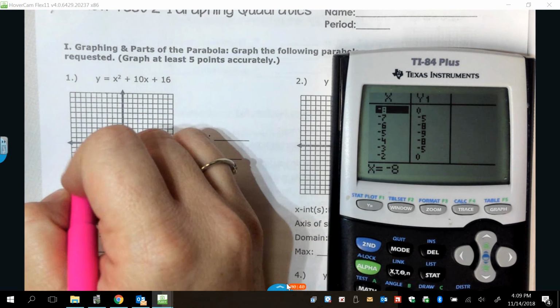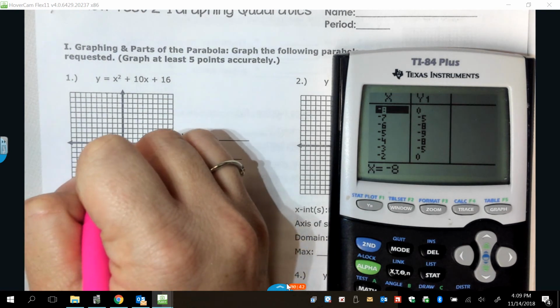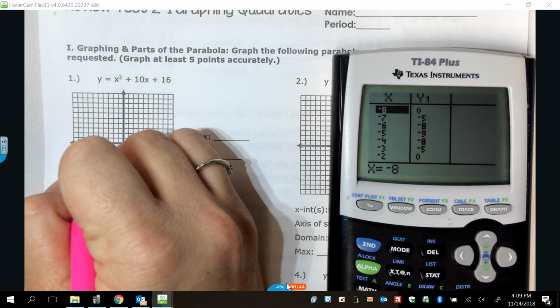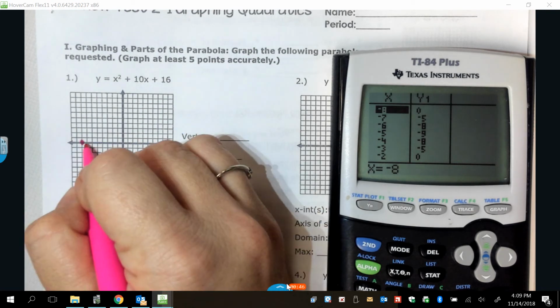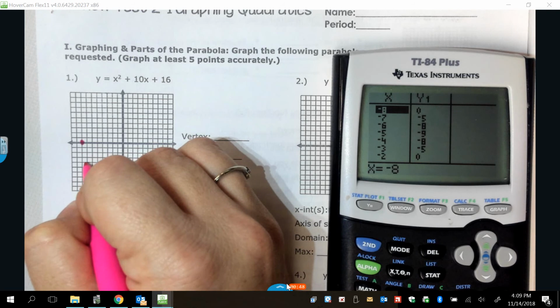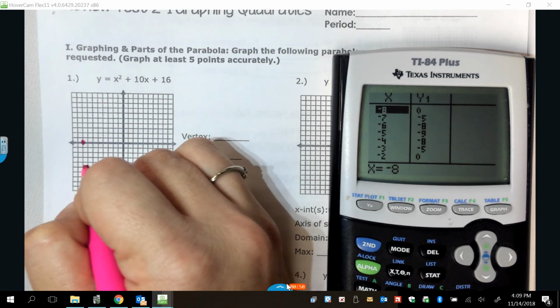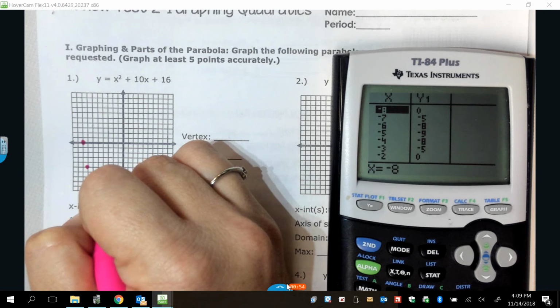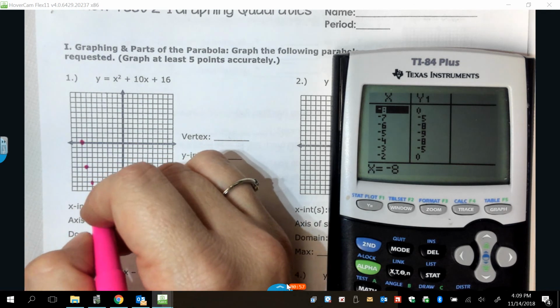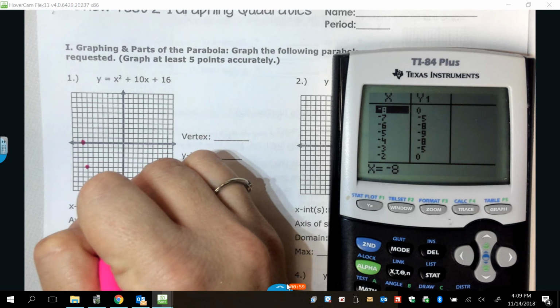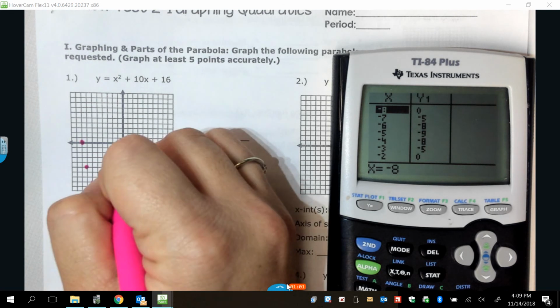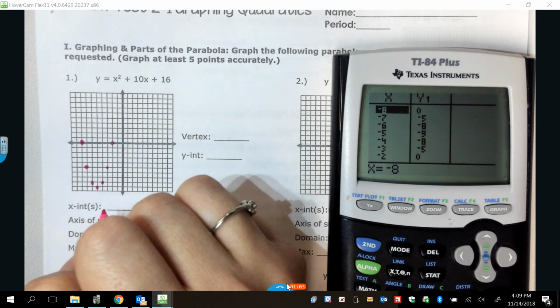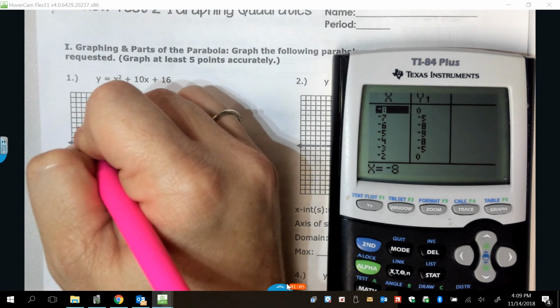So -8, 0, -7, -5, -6, -8, -5, -9. Back up the other way. Okay, and there's my graph.